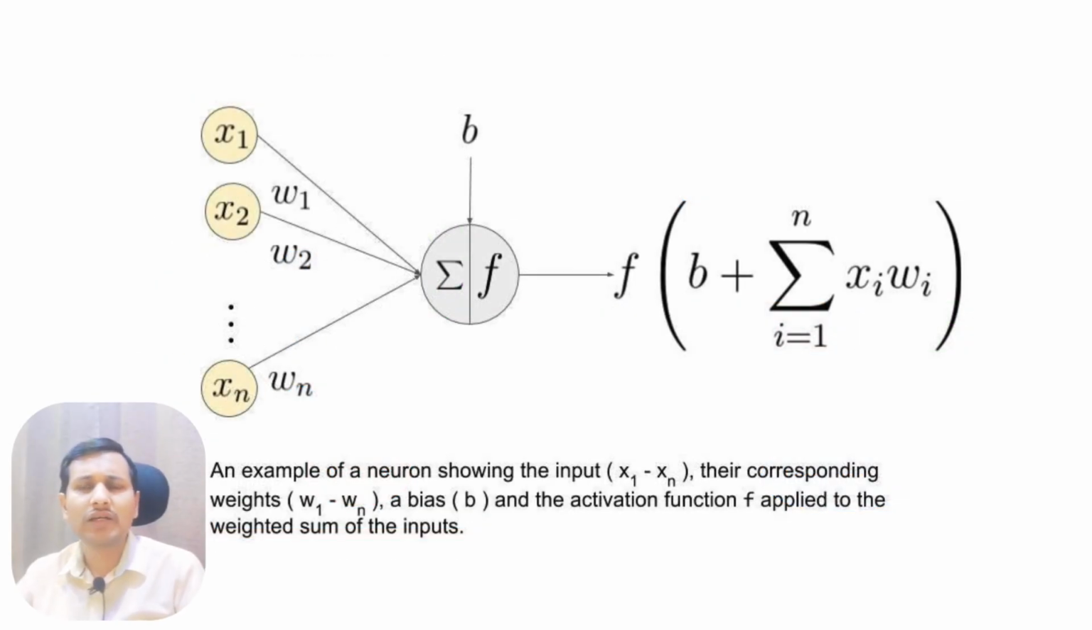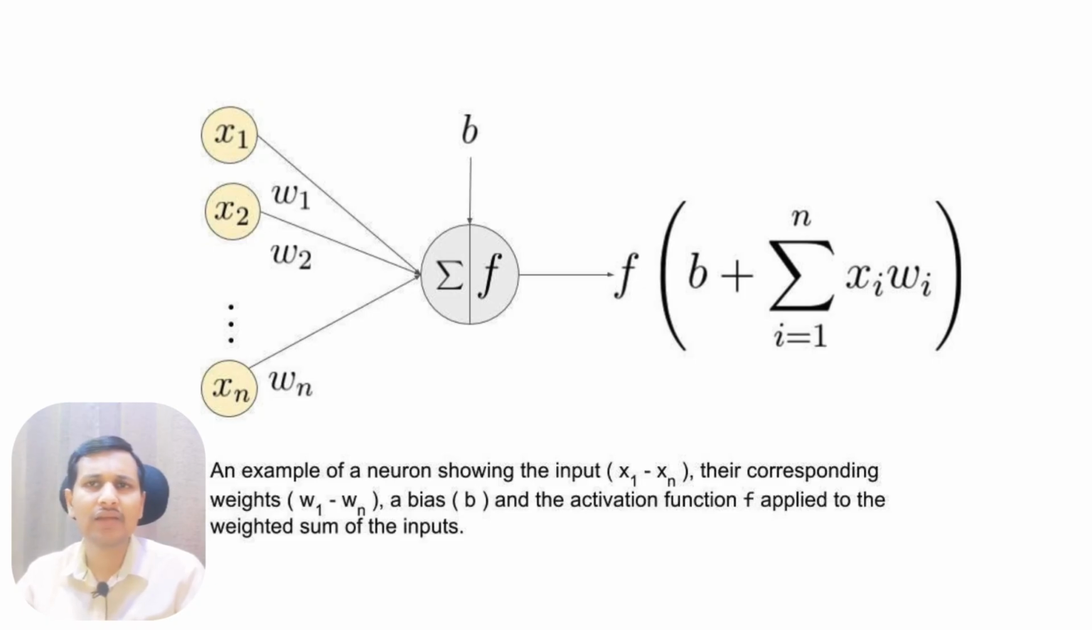Now let us talk about how the activation function is added, and how we receive the input, how weights and bias are added. We can see an example of a neuron showing the inputs x1 to xn. So there are n inputs and we have n weights, and we'll have a bias b. We have a single neuron in the hidden layer here as an example.